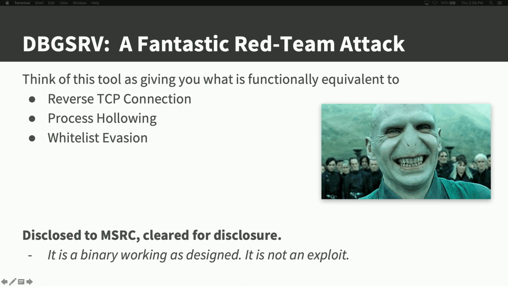So functionally it gives you the capability of a reverse TCP connection, and then you're able to remotely debug a process. And that's functionally equivalent to like whitelist evasion and process hollowing. Did talk with MSRC about this, and again, this is a binary working as designed. It's not an exploit, it's also not default, but it's super interesting for potentially an attacker targeting a developer system because it may already be there.